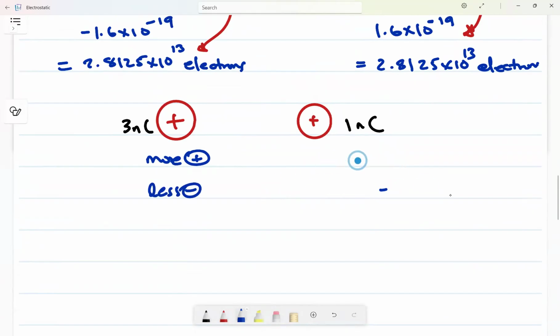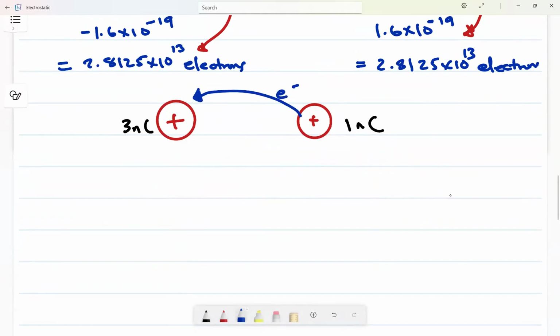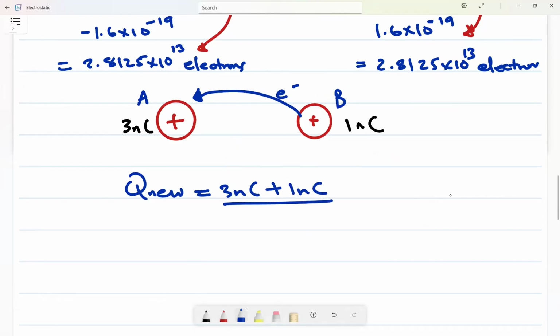Okay, so we're going to move from the one that is less positive to that one. So this is where electrons will move from. Let's say this is B, this is A. So it means the electrons will move from B to A. Can we prove that with a calculation? Yes. Let's see Q new that we get. It's going to be 3 nanocoulomb plus 1 nanocoulomb, divided by 2. This will be 2 nanocoulomb.